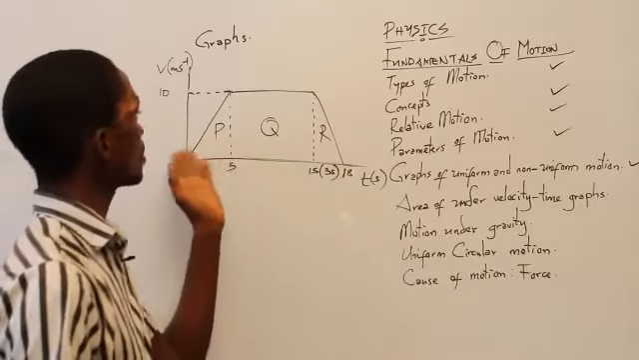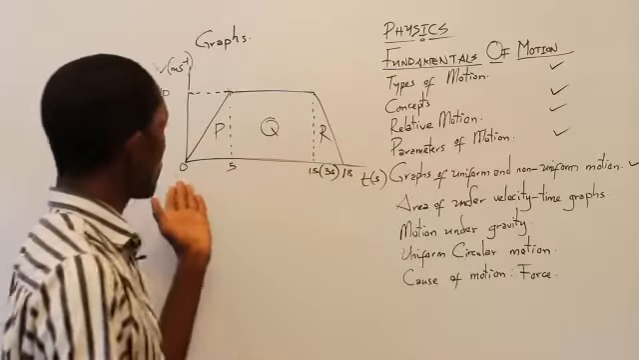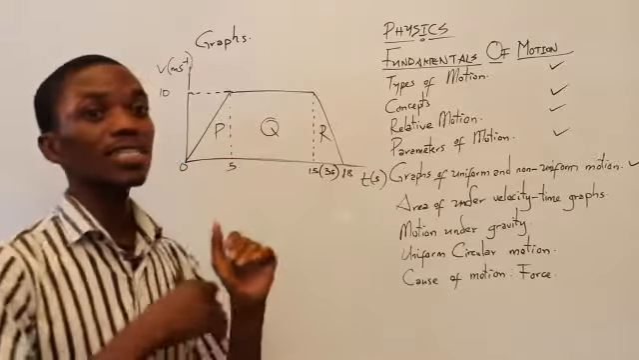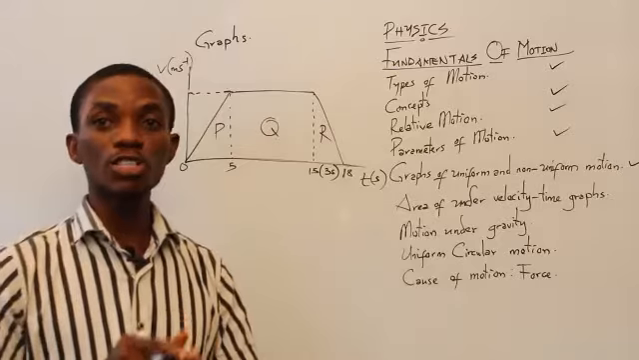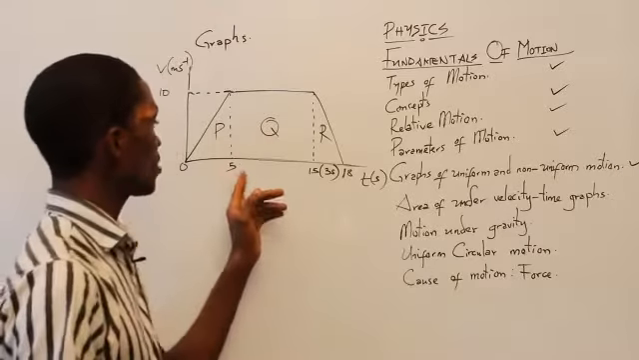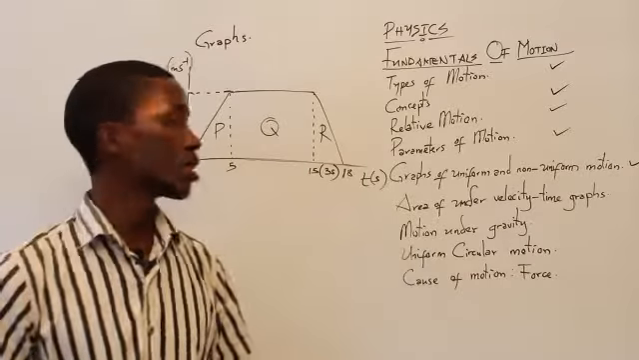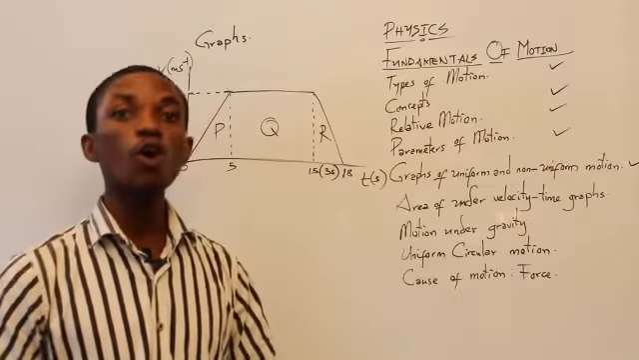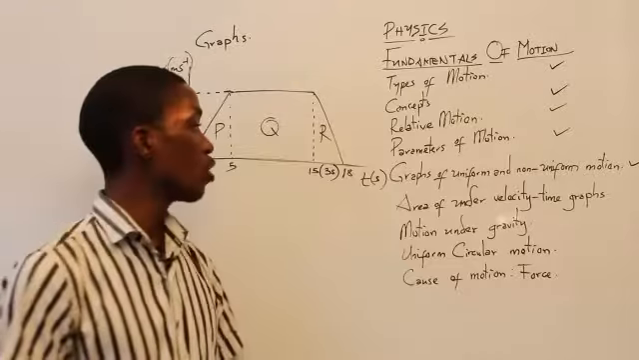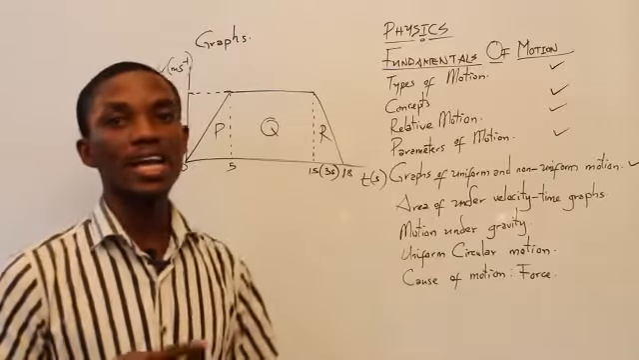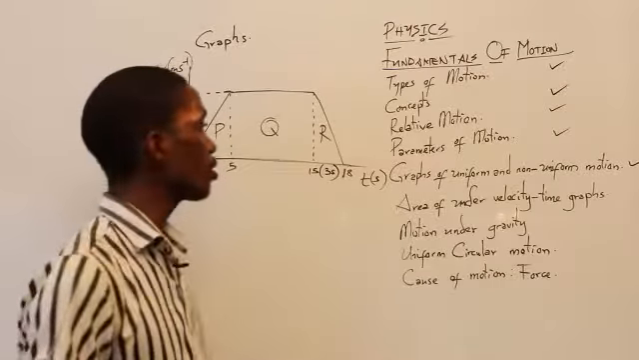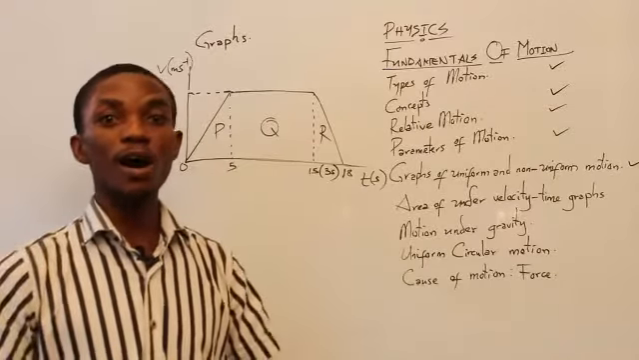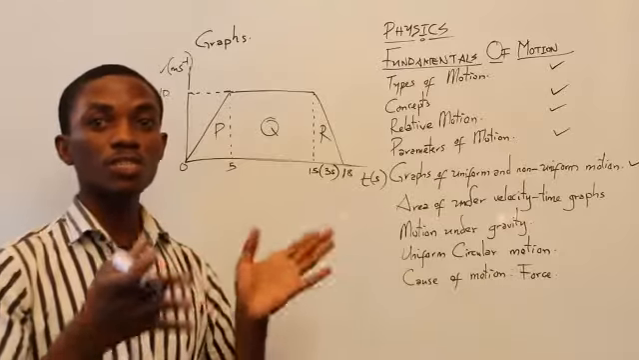While P will give us the total distance traveled during the acceleration period, that is between 0 and 5, Q will tell us the total distance traveled during the uniform velocity period, that's between 5 seconds and 15 seconds. While R will give us the total distance traveled in the retardation process, or during the time of deceleration, which is happening between 15 seconds and 18 seconds. So how do we go about this? Using the normal conventional formulas that you already know how to use to calculate each of these areas.